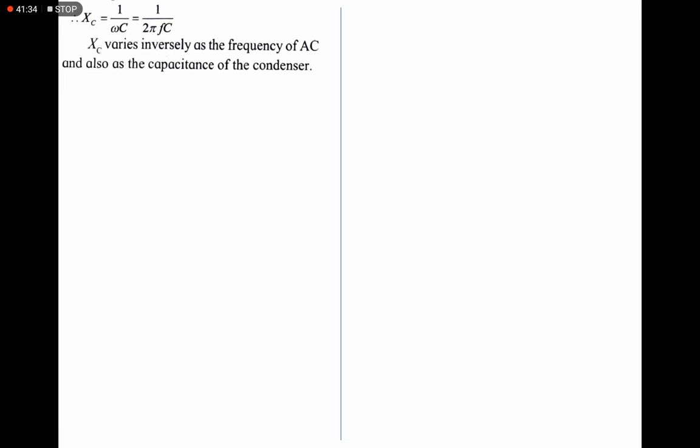So we'll stop here in today's lecture, and in the next lecture we'll learn the series LCR circuit and resonance in series LCR and parallel LCR circuits, or series resonance and parallel resonance.